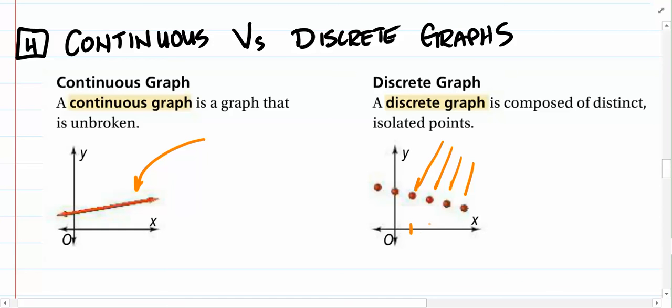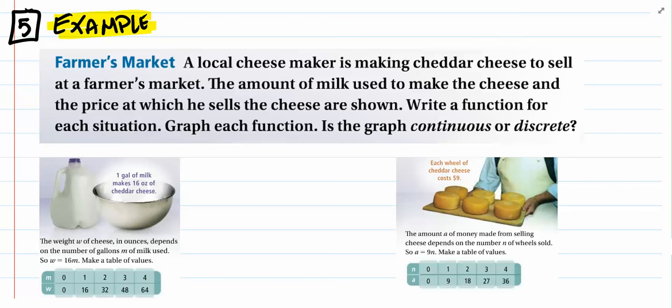There is no value in between 2 points for which I can get an output, versus between any 2 points I could find a lot of different values and get an output. This is the difference between continuous and discrete. Box number 5 is called Farmer's Market.